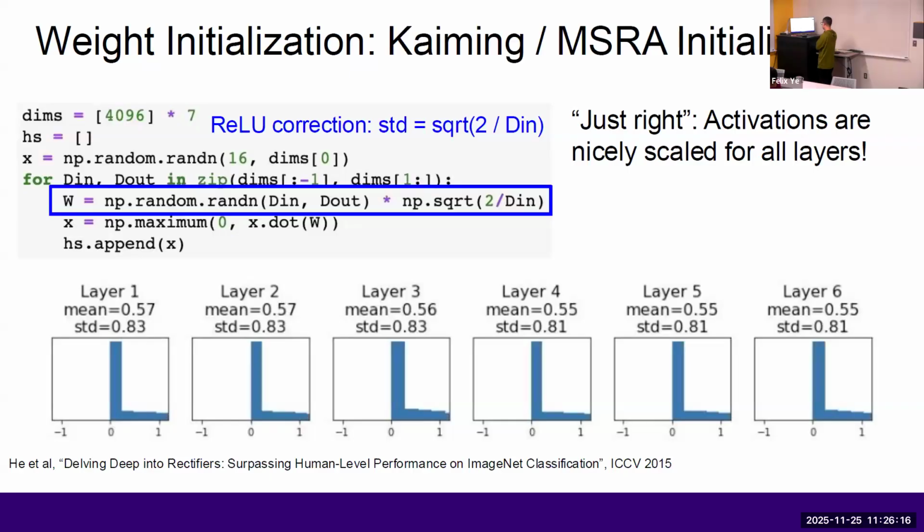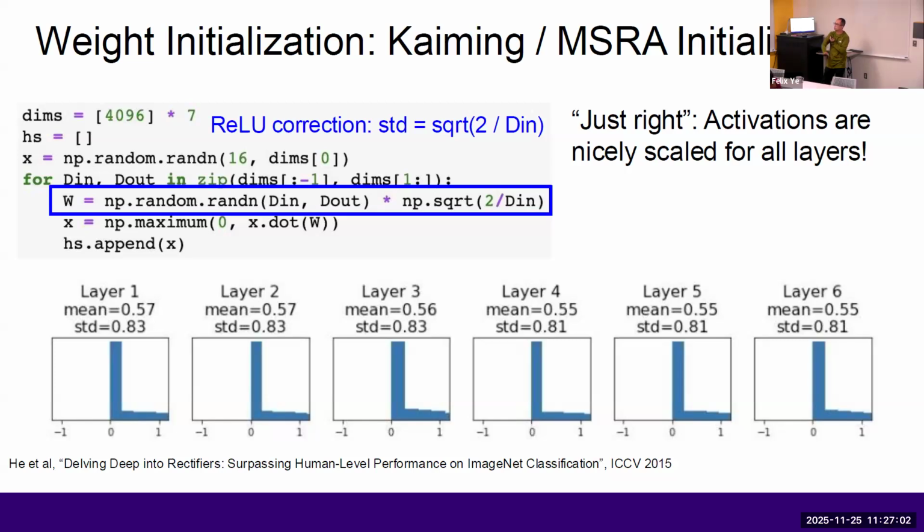So that's why the right choice of initialization has a correction for ReLU, which is the standard deviation of square root of 2 over the dimension. This is just the right scale, nicely scaled for all layers. You can see you have the right amount of zeros and the right amount of the positive part. This is called Kaiming initialization, from Kaiming He, which was proposed exactly 10 years ago.